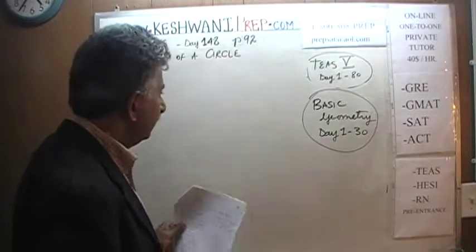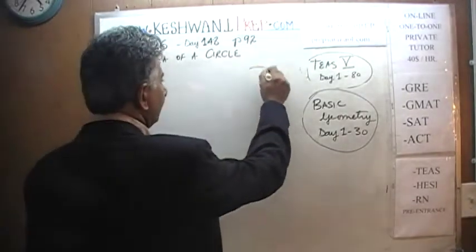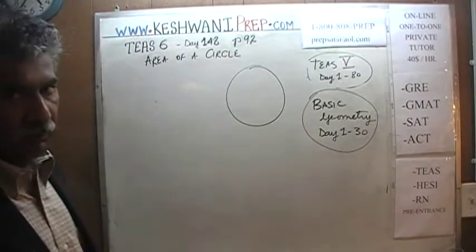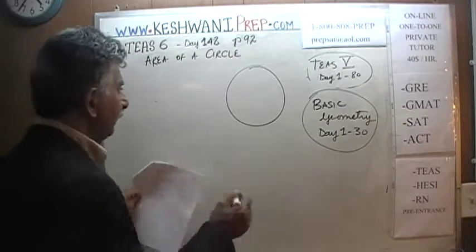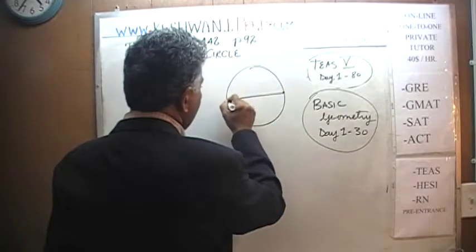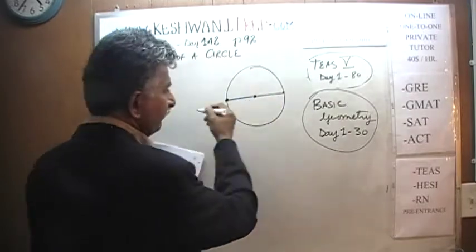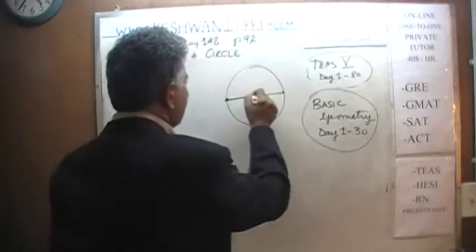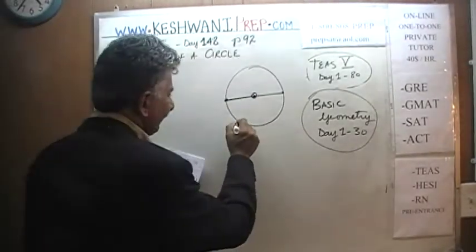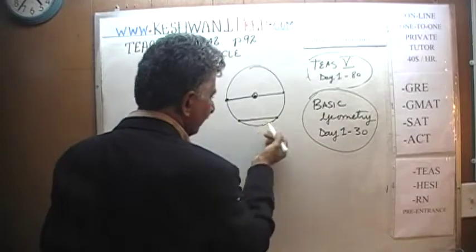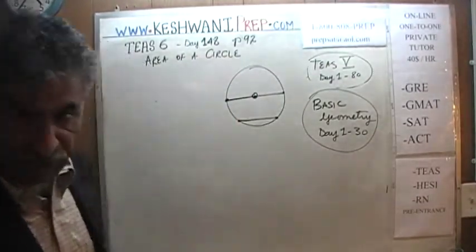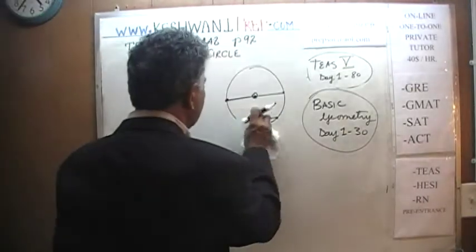So if you're given a circle, and we are asked to find how much area this circle has, what we need to know about this circle is the distance across the center. The word across the center means the distance has to go through the center, not something like this. This is not a distance across the circle because it doesn't go through the center. Distance across the circle is what we call the diameter.